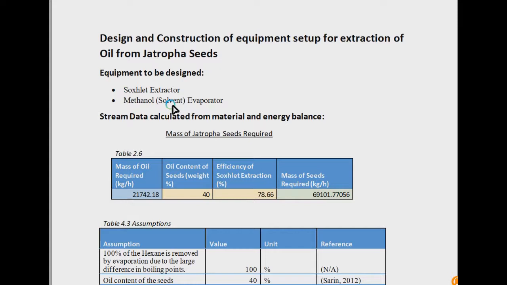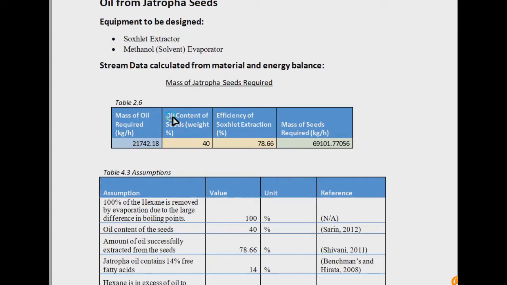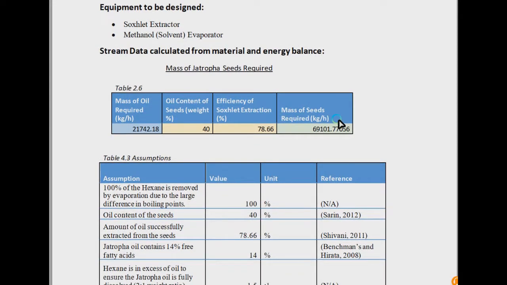Now, first of all, we need the material and energy balance as usual, which we have obtained from the other designs that have been discussed. The mass of oil required here is equal to 21,742 kilogram per hour, and the oil content of the seeds is 40%.